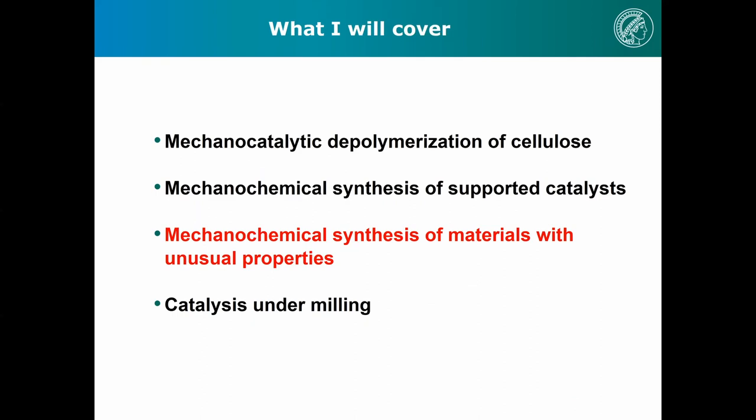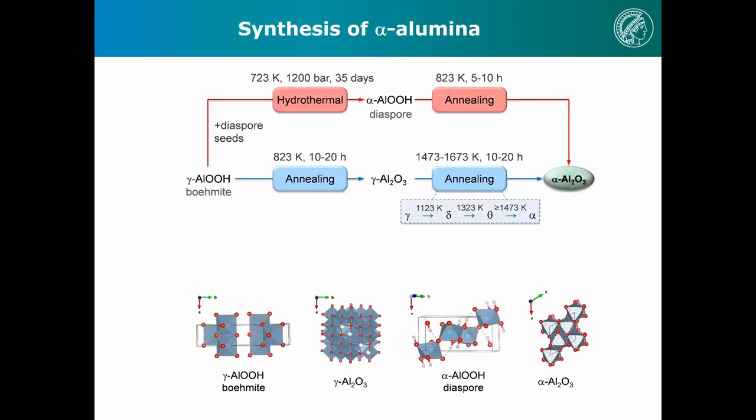Now we come to the point where I alerted you to 5 slides before. Why did we compare the gold on gamma alumina catalyst to the conventionally synthesized rhodium on alpha alumina catalyst? The reason is relatively simple, but for us totally surprising. You can, by milling, produce corundum in very gentle conditions.